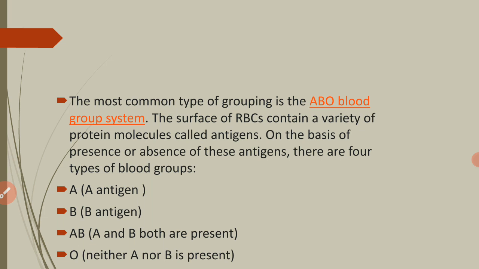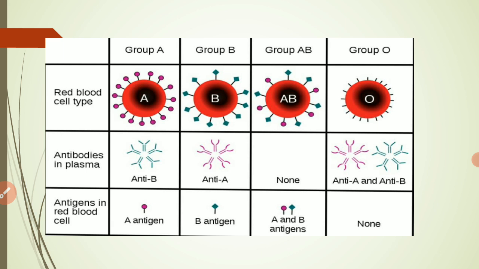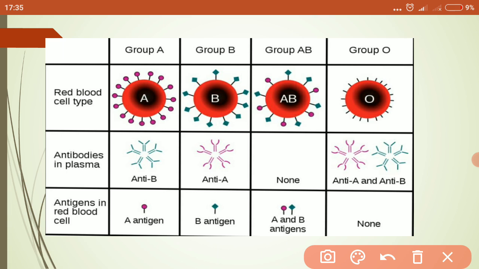Okay. Now, other than this antigen, there is one more important thing which is present in the blood, and that is antibodies. That means if a person has group A, so the antigen in the red blood cell is A antigen. In this case, that person will have antibodies in the plasma. Antibodies will be for antigen B, and these antibodies are called anti-B.